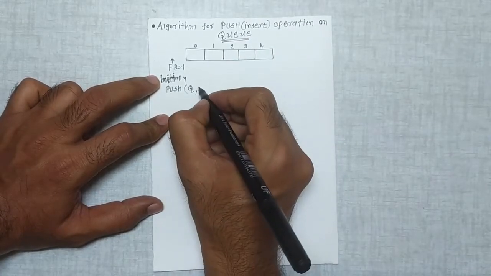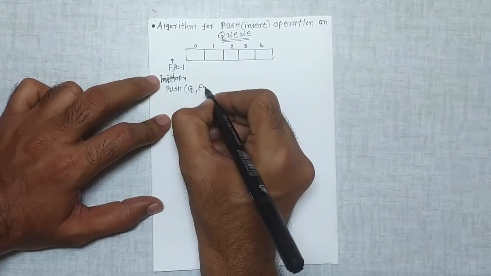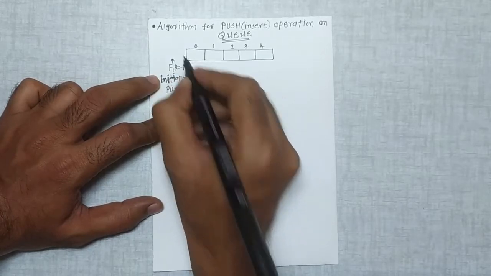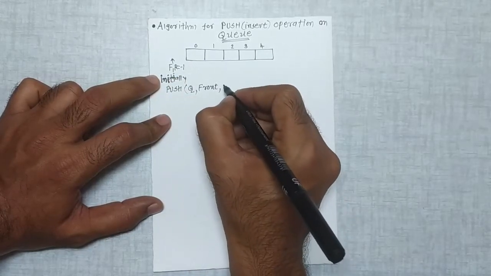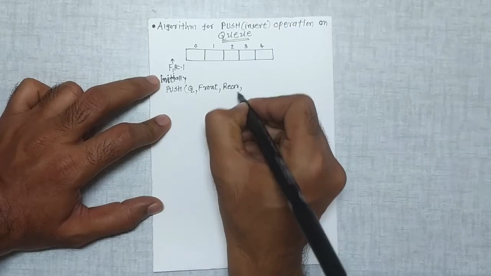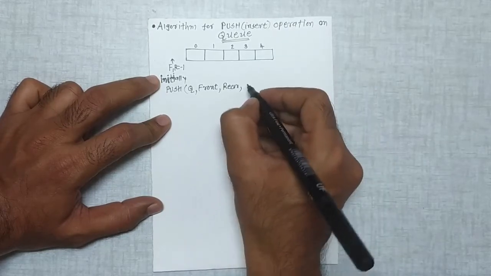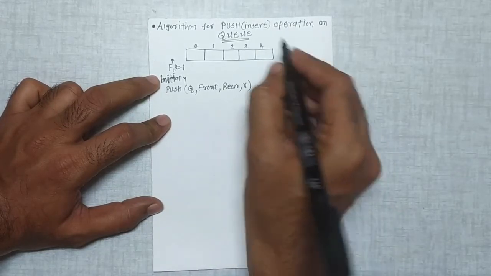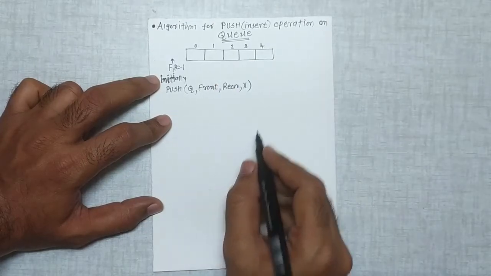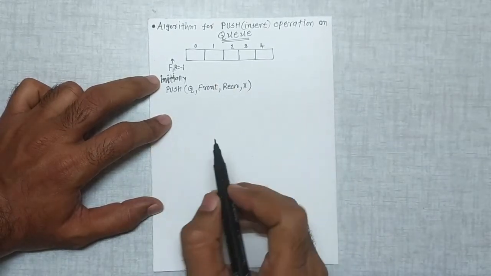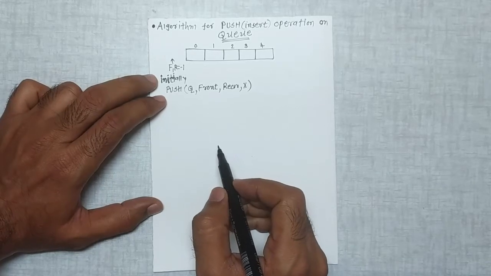Then the front to manage the delete operation and rear to manage the insert operation, and x will be inserted in this algorithm as a value. So this is our function.